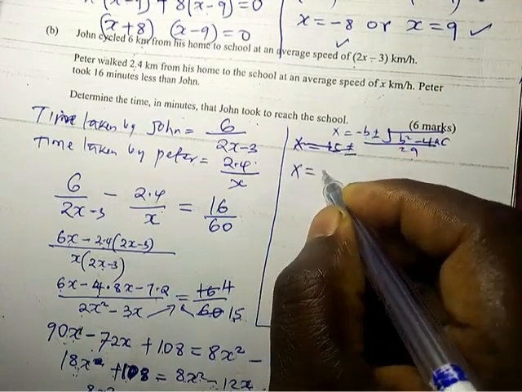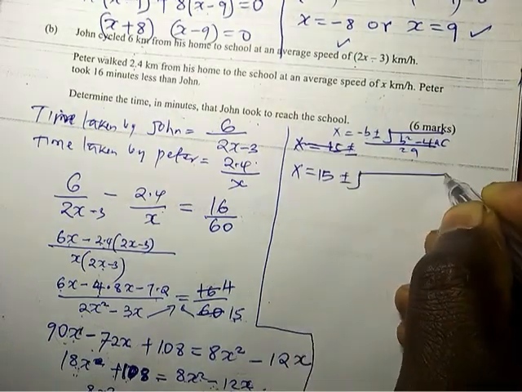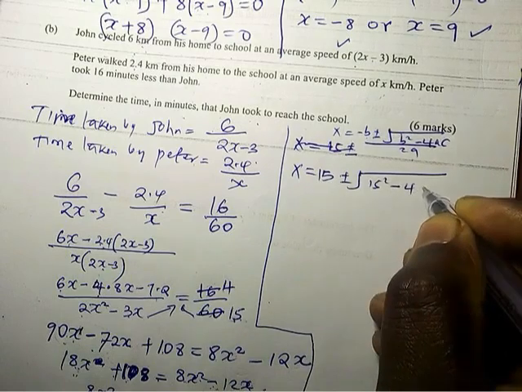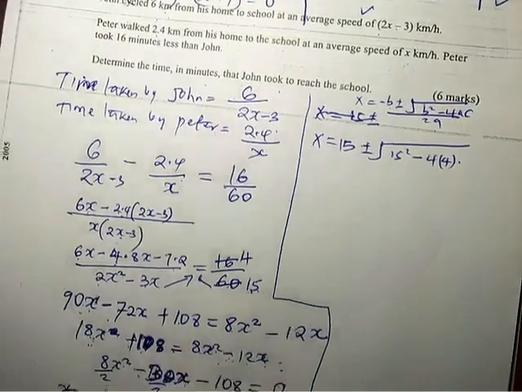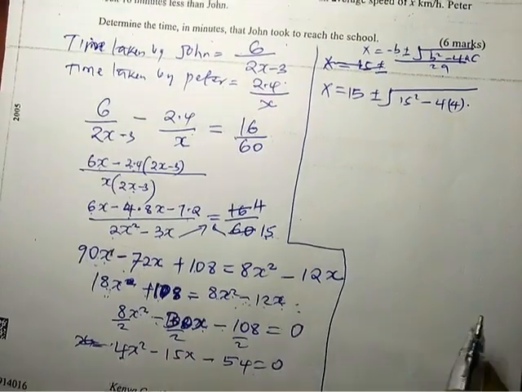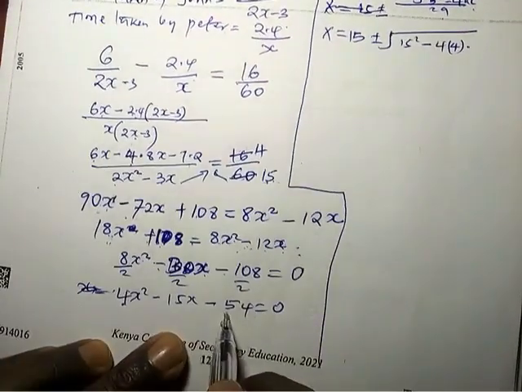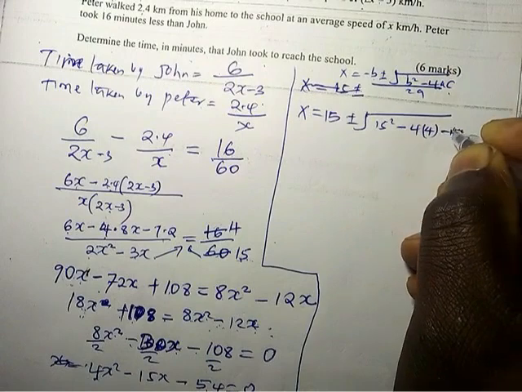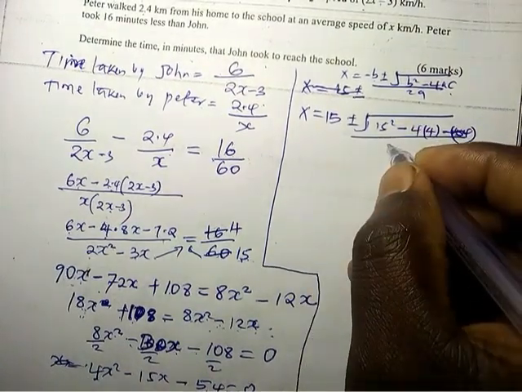Negative times negative will be 15 plus or minus the square root of 15 squared minus 4 times 4. Our a is 4, times c. Our c is negative 54. Negative 54. And then divide by 8.